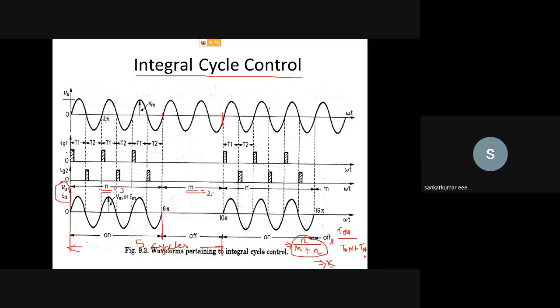In this, for one cycle the time period will be 2 pi. Out of this one cycle, each thyristor will be conducting for 0 to pi. For a period of 0 to pi, T1 will be conducting, and T2 will be conducting for pi to 2 pi. So for a full cycle, each thyristor will have a conduction period of 0 to pi.